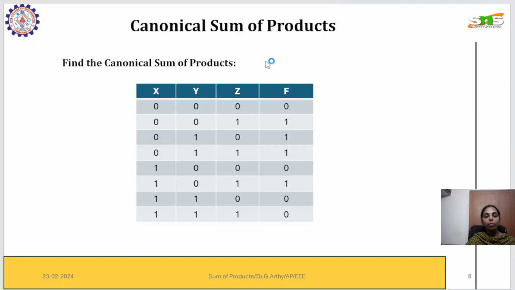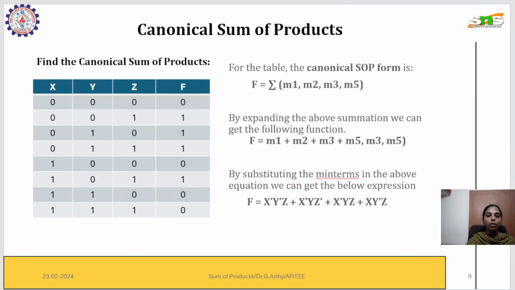Now, the canonical sum of products. Let us take this as a problem, and we can find the canonical sum of products for this. So given three inputs, obviously we'll be having 8 combinations, and the outputs are also given for different input conditions. So how to form a canonical sum of products? If you see here, these are known as min terms, right? If we have three inputs, then we'll be having 2 power 3 min terms. So this is min term 0, min term 1, min term 2, min term 3, 4, 5, 6 and 7.